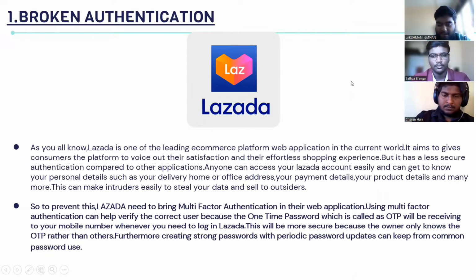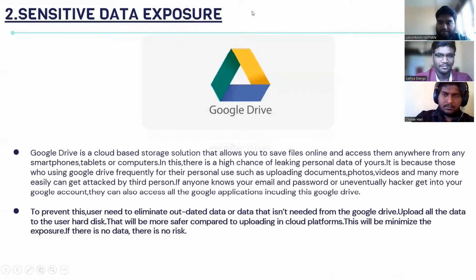So the next will be explained by Satya. Thank you, Lakshman. So the next vulnerability that we chose is sensitive data exposure. For this, I've given an example of Google Drive as a web application. Google Drive is a cloud-based storage solution that allows you to save files online and access them anywhere from any smartphones, tablets, or computers. In this, there is a high chance of leaking your personal data.